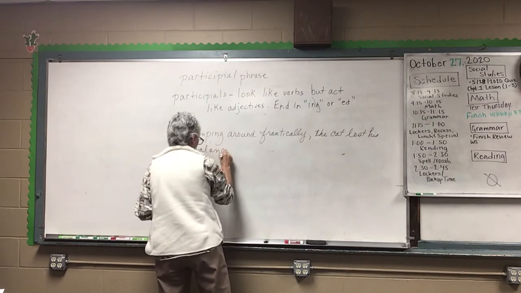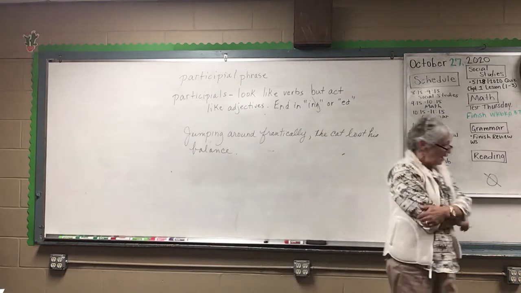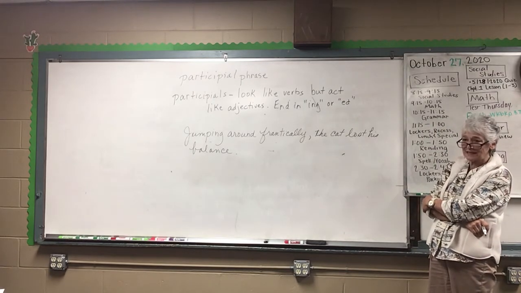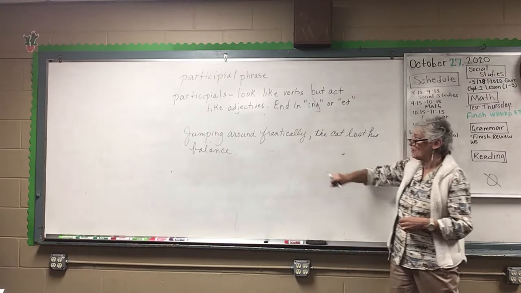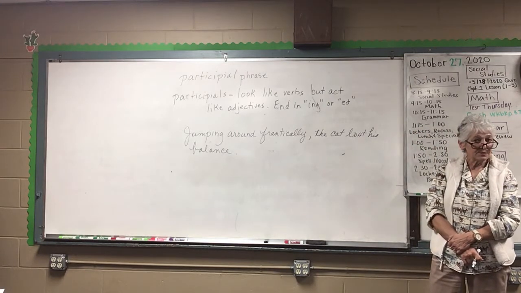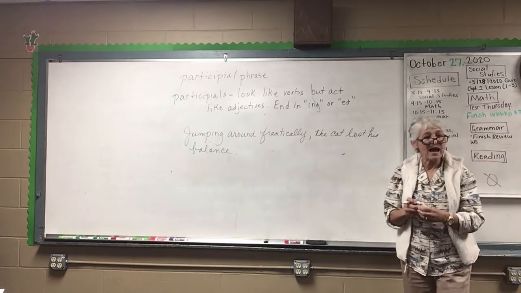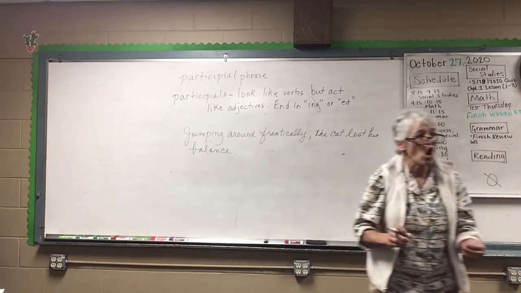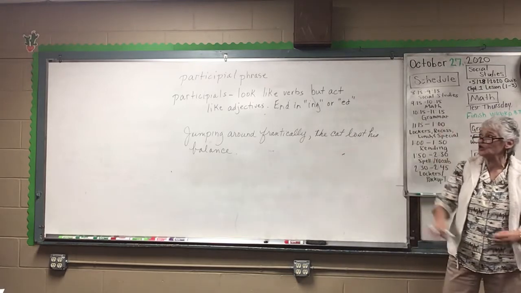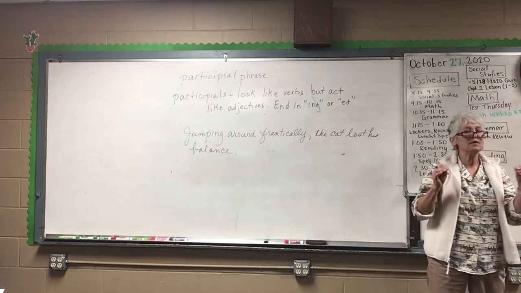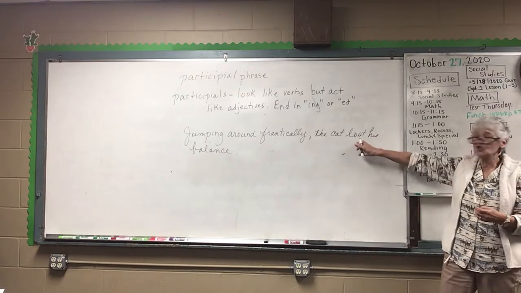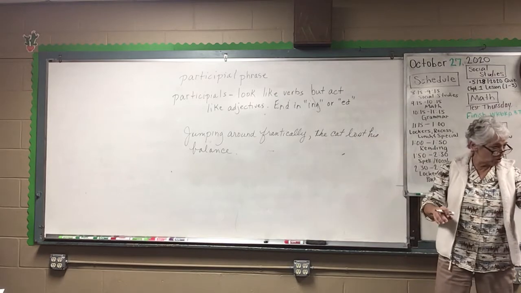All right, everybody just look at this sentence. Look at it and pay attention. Jumping around frantically, I put a comma there, the cat lost his balance. What is my independent clause, Chloe? What part of this whole group of words on the board right here is the independent clause? The cat lost his balance. Good girl.